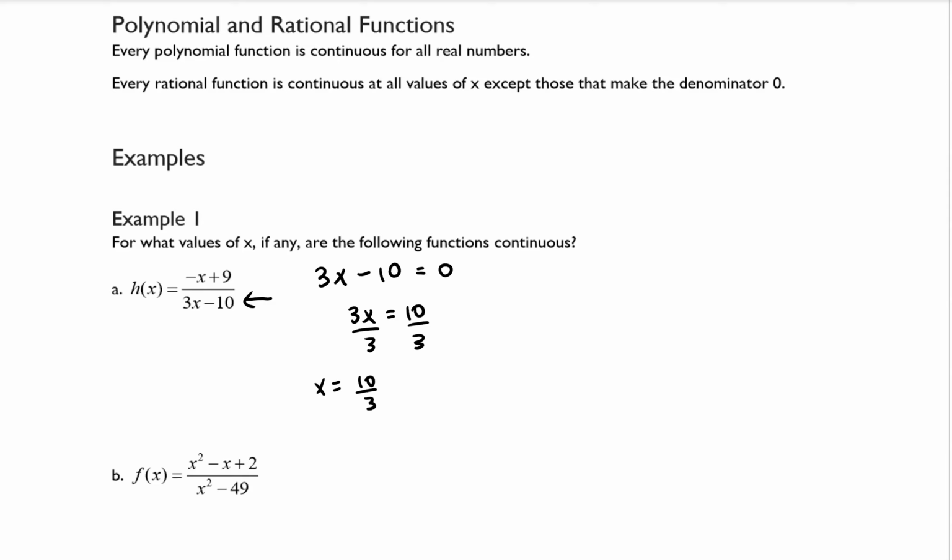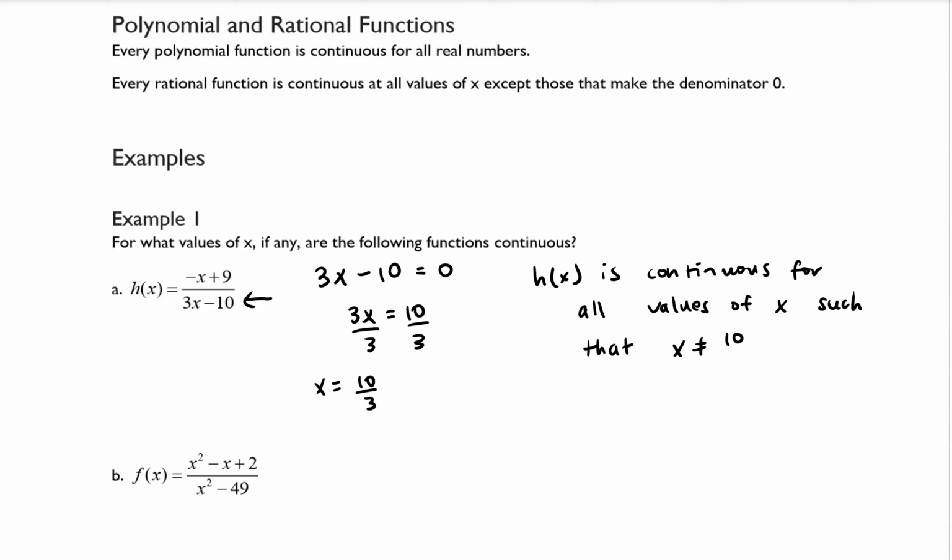And so what that means is h of x is continuous for all values of x such that x does not equal 10/3. So at every other value of c, or every other value of x, our function is continuous except at x equals 10/3. So let's do the same thing for part b.